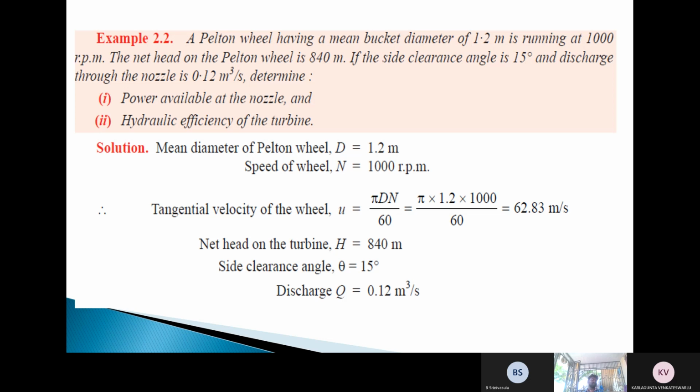First of all, write down the given data. The mean diameter of the Pelton wheel equal to 1.2 meters, the speed of the wheel N equal to 1000 rpm, the velocity of the wheel U equal to pi DN by 60, that equal to pi into 1.2 into 1000 by 60, that equal to 62.83 meter per second. Next, net head on the turbine H equal to 840 meters, side clearance angle theta equal to 15 degrees, discharge Q equal to 0.12 meter cube per second.